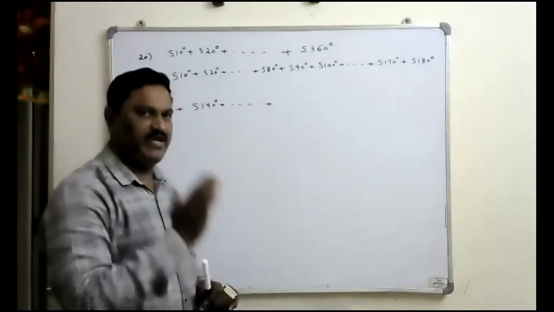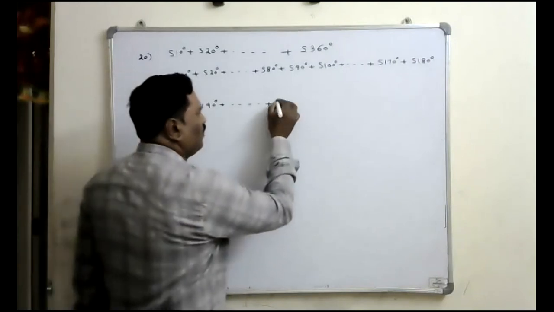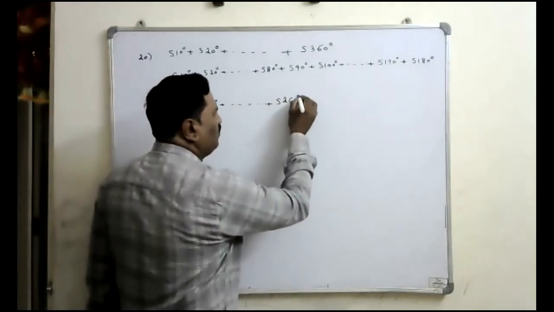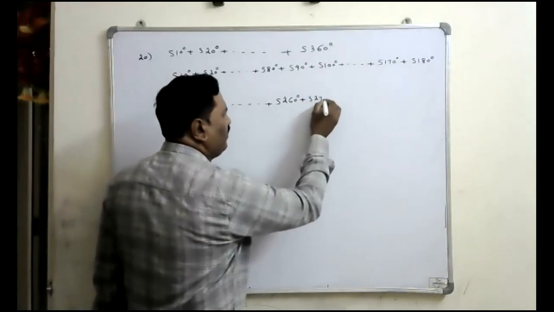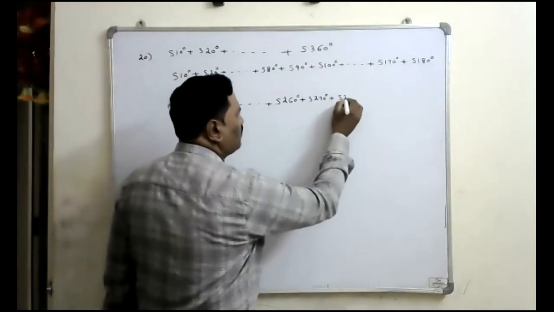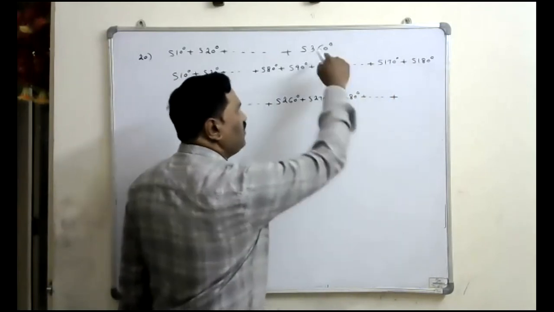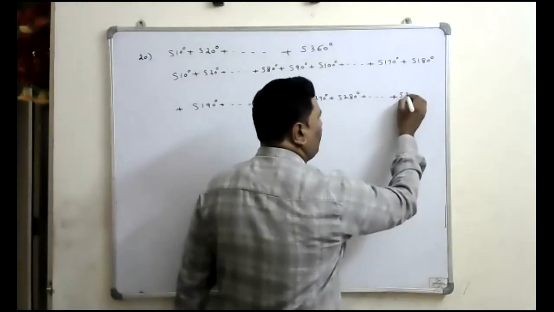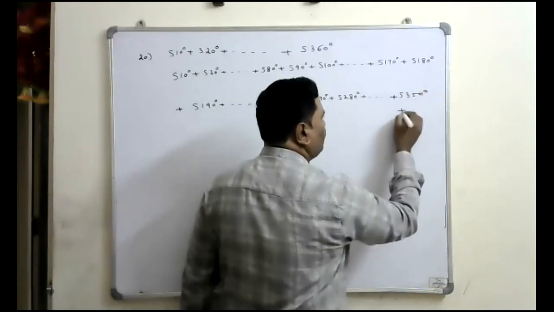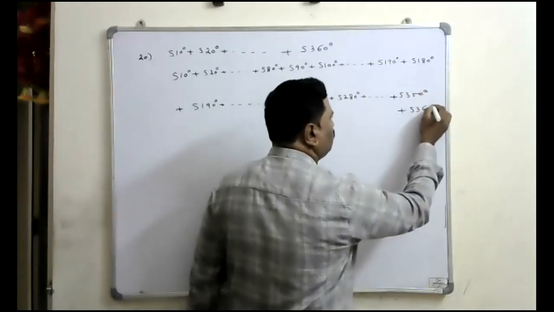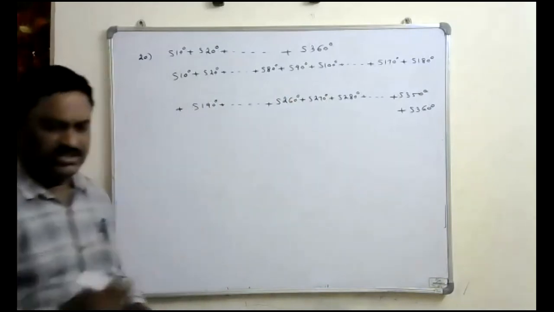Before the 270 there is a 260. So this is sine 260, plus we will have sine 270, then sine 280, and so on. Last we will have sine 360. Before that we will have sine 350, plus sine 360. Like that, all these terms will be there.